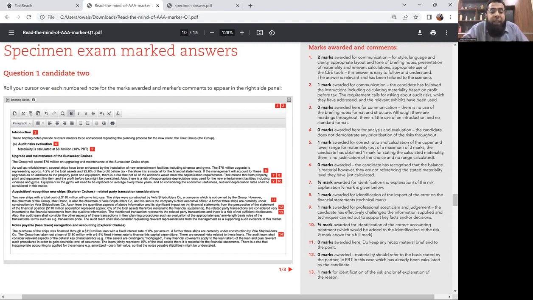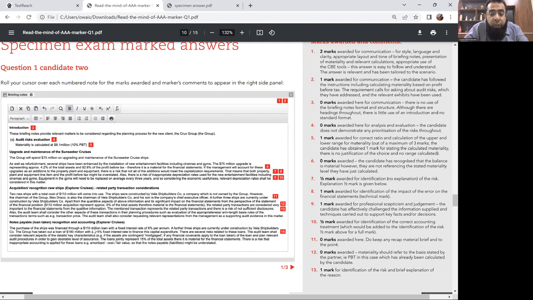He only identified that his son is a CEO and Max Draco is a chairman, but he didn't refer to the specific wordings of IAS 24, related party: key management personnel, close family member. But still he got 1 mark relating to the standard. Now, notes payable, loan taking, recognition and accounting of Explorer Cruises.